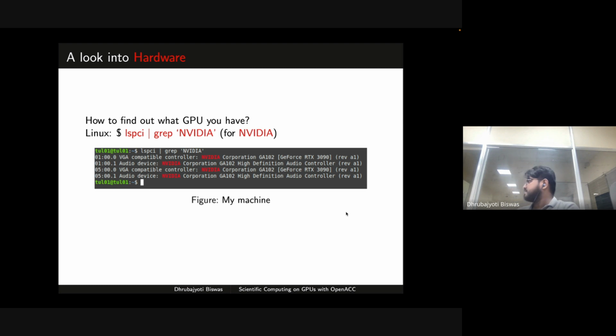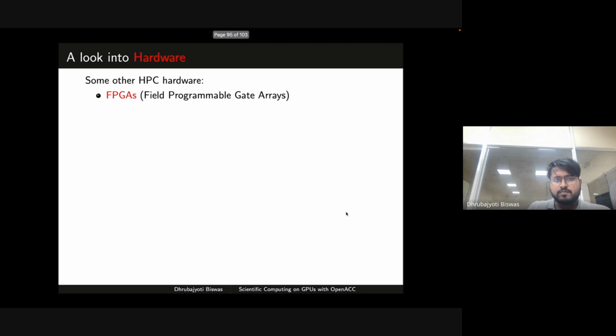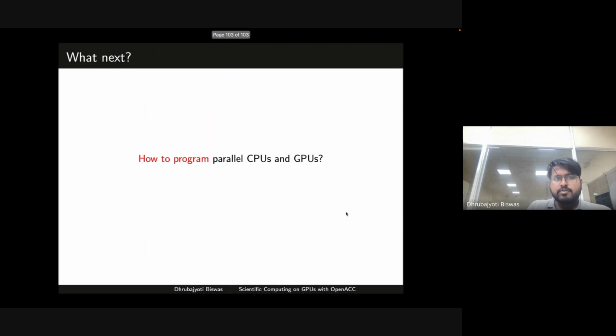Anyone, anything else? So next day, we will look at how you can program such CPUs and GPUs. We will talk about different programming models: what are shared, distributed, and heterogeneous models. And okay, so maybe we will join at 2 o'clock tomorrow. Okay, thank you everyone for joining.